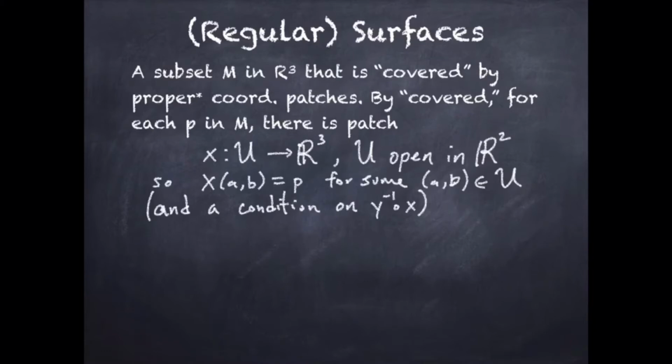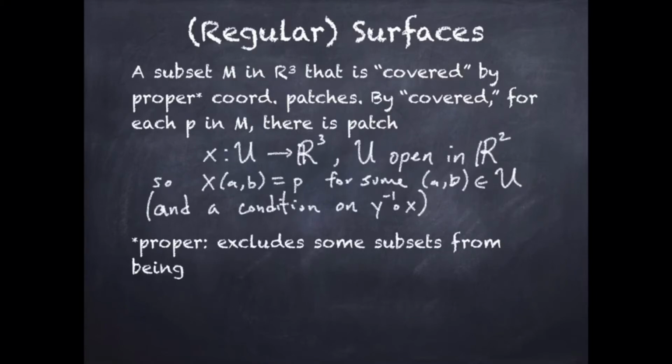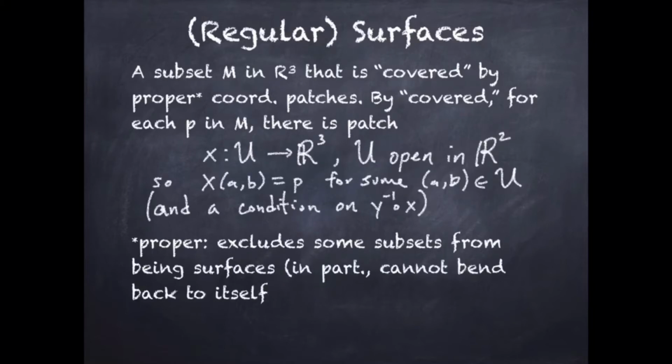sort of condition on the function y inverse composed with x. Basically, we want it to guarantee that you get a coordinate transformation on those two charts. Okay, proper, what does proper mean here? It's a statement about the inverse of the patch being a continuous function from R3 to R2.